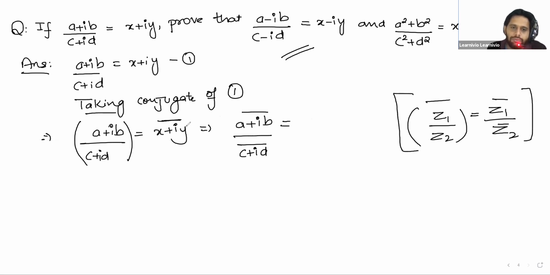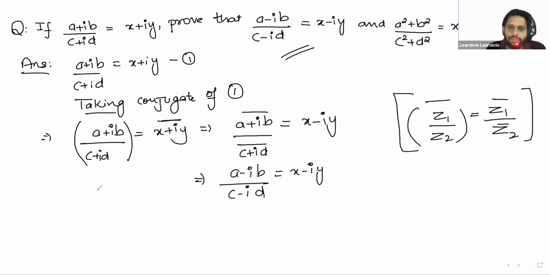And this will be equal to, now what is x plus iota y conjugate? This is x minus iota y. Now, what is a plus iota b conjugate? This is a minus iota b. And this is what? This is c minus iota d. And this is equal to x minus iota y. So this is the proof of the first part.